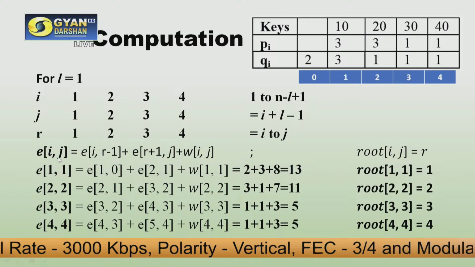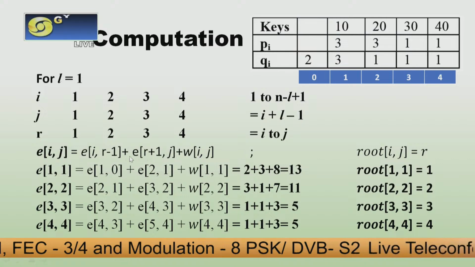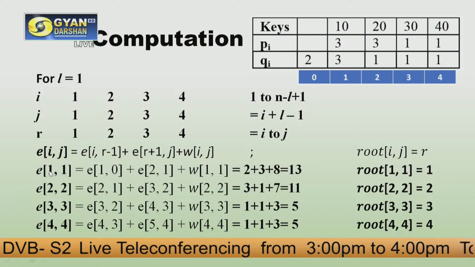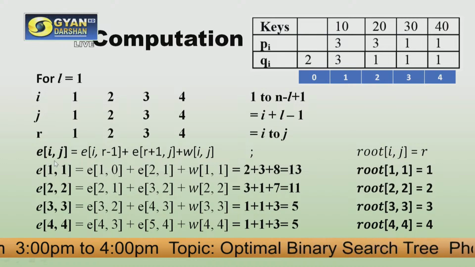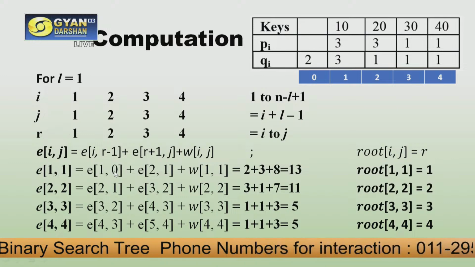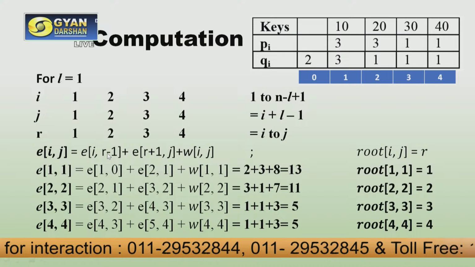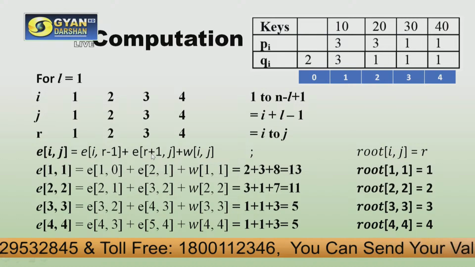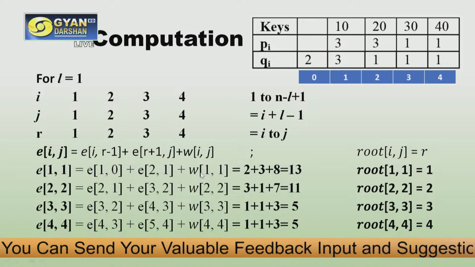And how is this E(i,j) going to be computed? With the help of the formula which we made in the recursive formulation. So I is 1, and E11 equals E(1, R minus 1), which becomes E10, since R is 1, the same as J. So this is E(1, 0) plus E(R plus 1, 1), which becomes E(2, 1), plus W11.